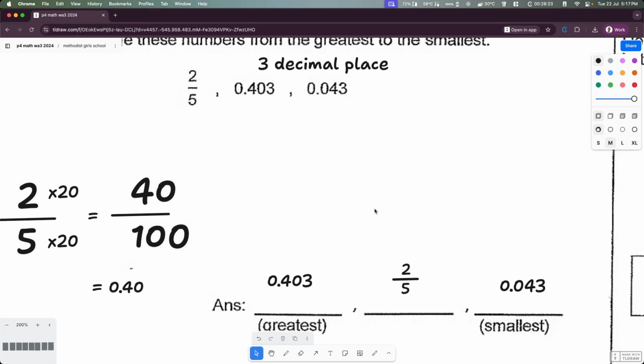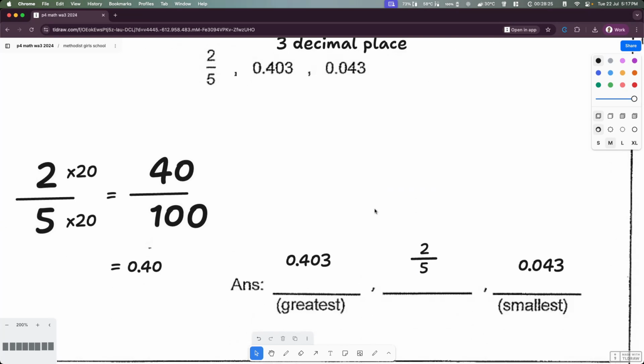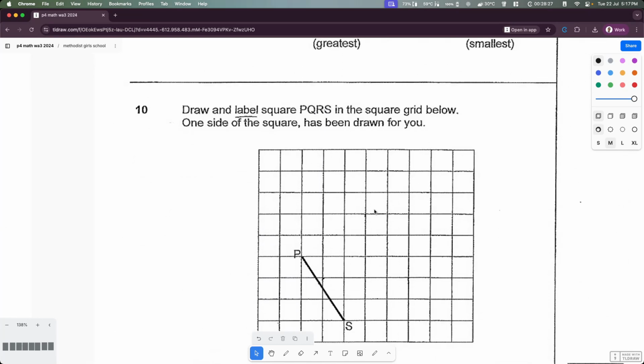Okay, so that's the answer for question 9. Okay, let's move on to the next question.